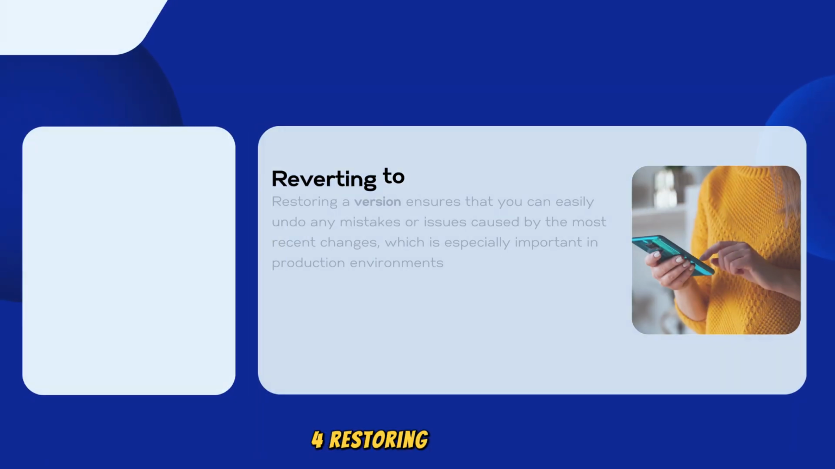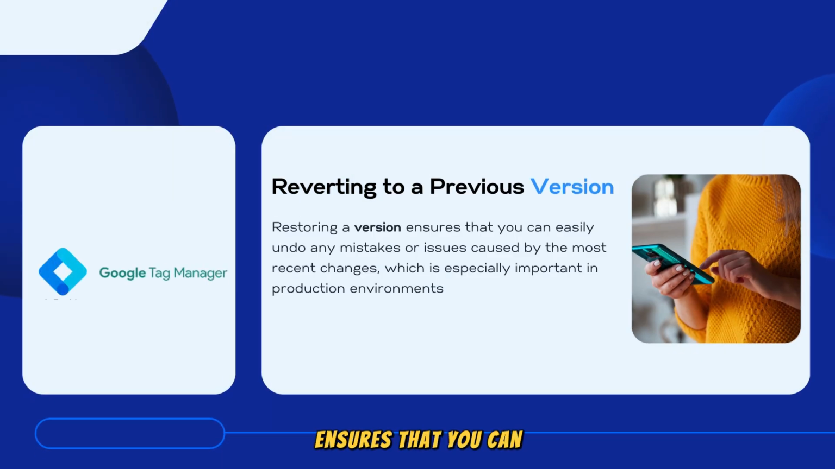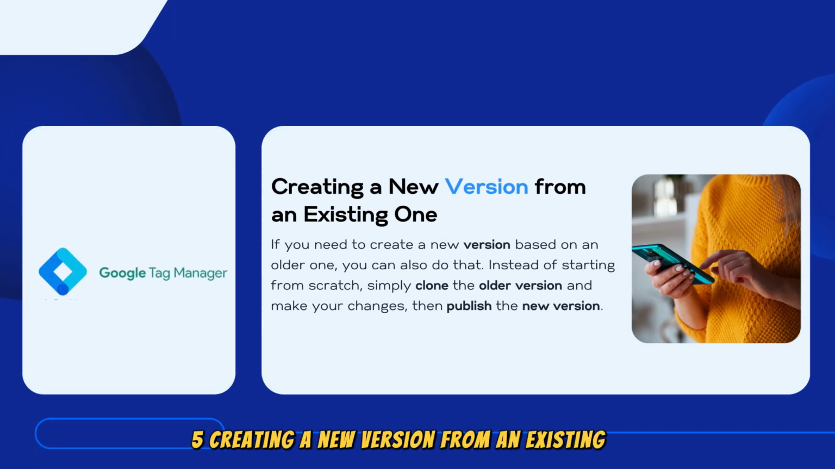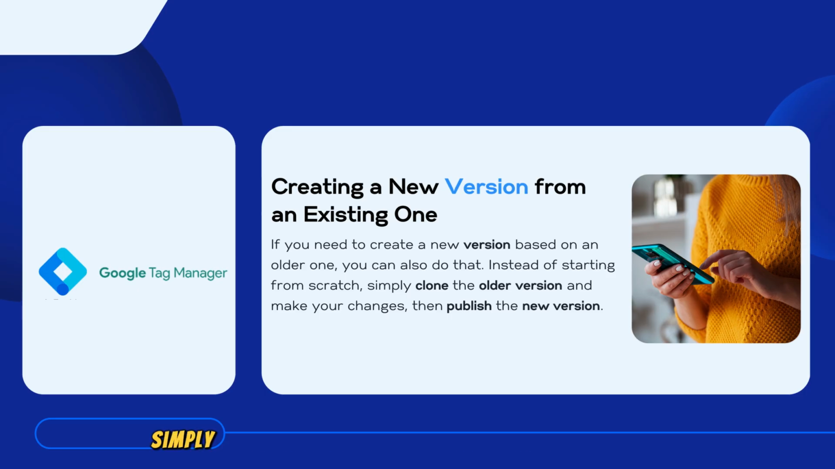4. Restoring a version ensures that you can easily undo any mistakes or issues caused by the most recent changes, which is especially important in production environments. 5. Creating a new version from an existing one. If you need to create a new version based on an older one, you can also do that. Instead of starting from scratch, simply clone the older version and make your changes, then publish the new version.